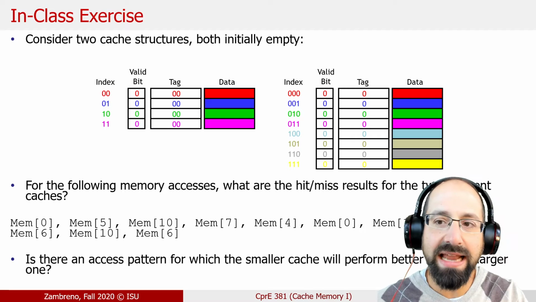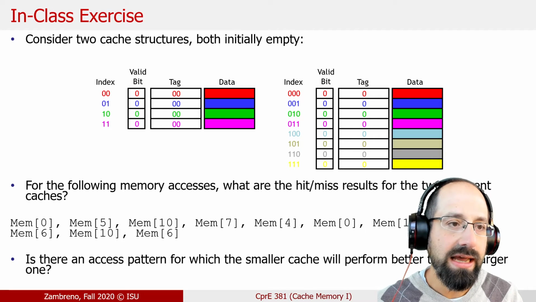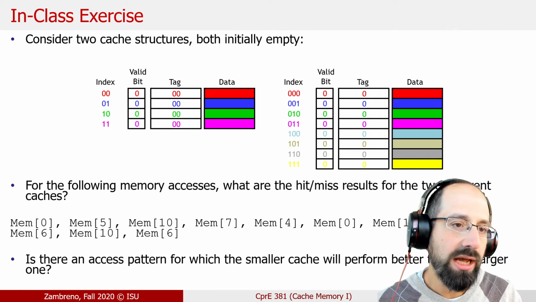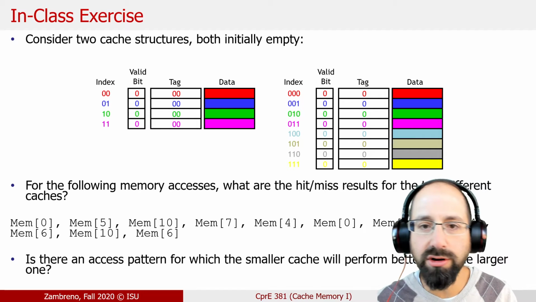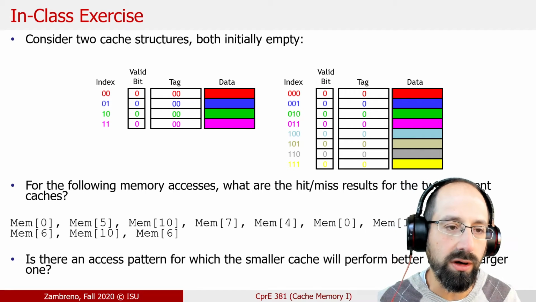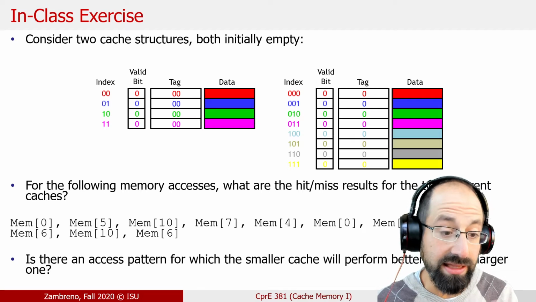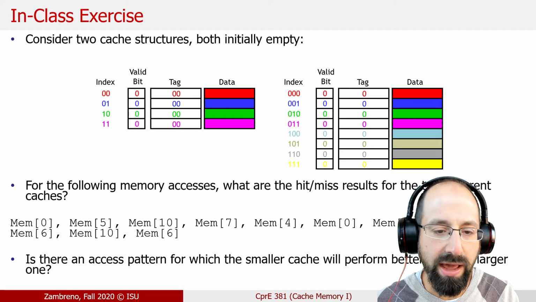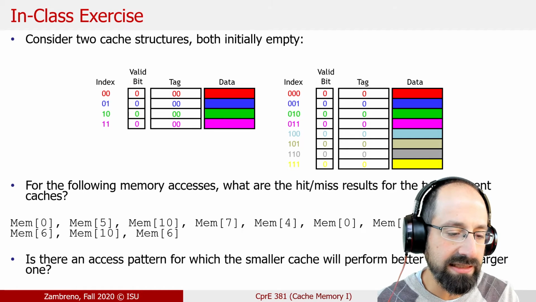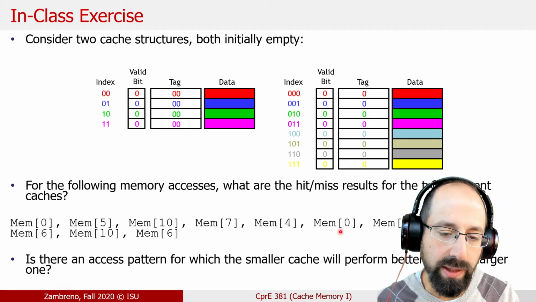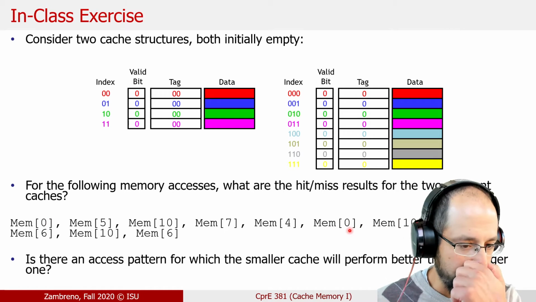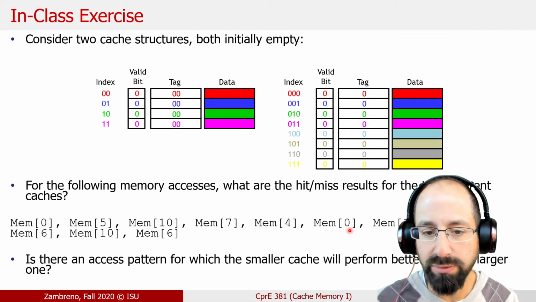In this example, we were trying to fetch from address 0, followed eventually by address 4, and then 0 again. In theory, that's a good access pattern for us, right? Because we're accessing 0 and then accessing 0 again. That is temporal locality. That meets our definition of temporal locality.